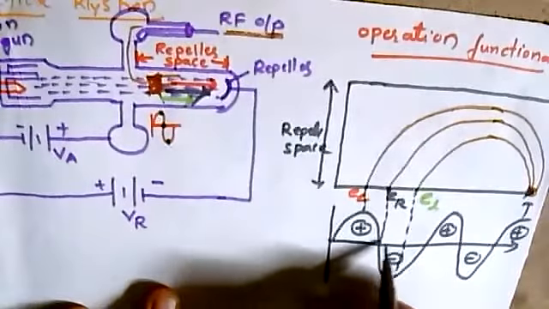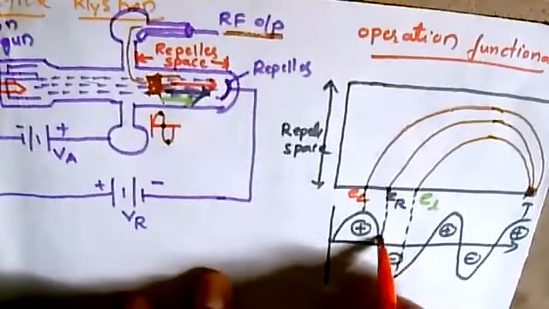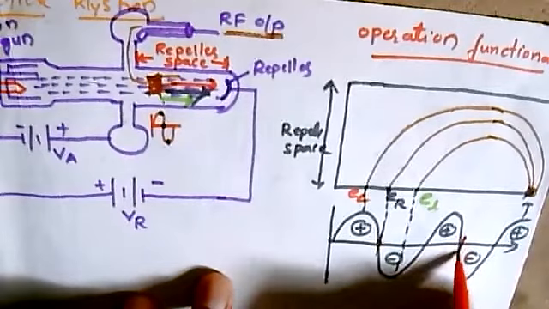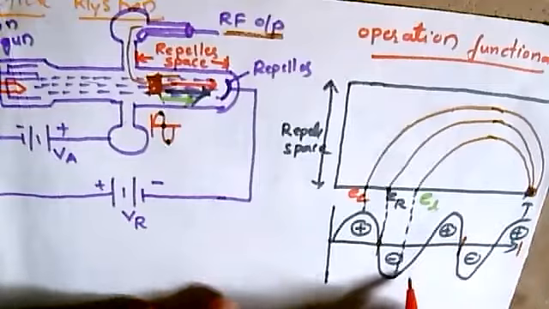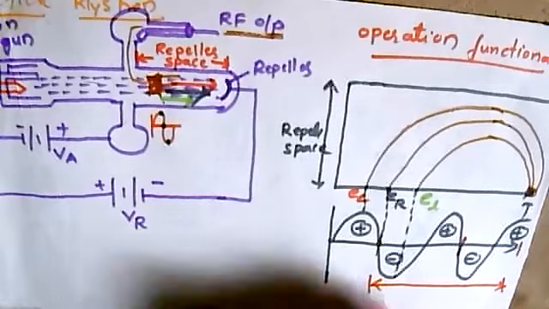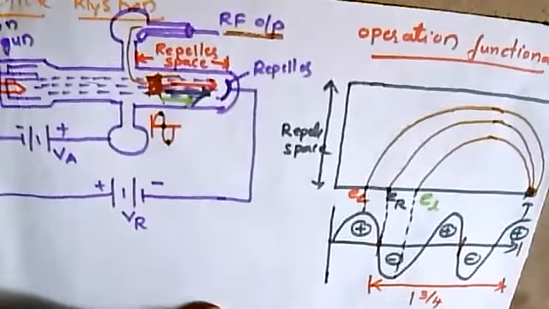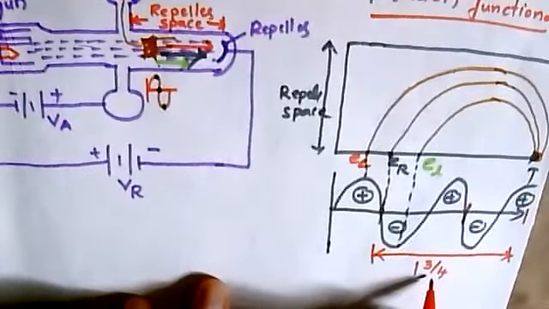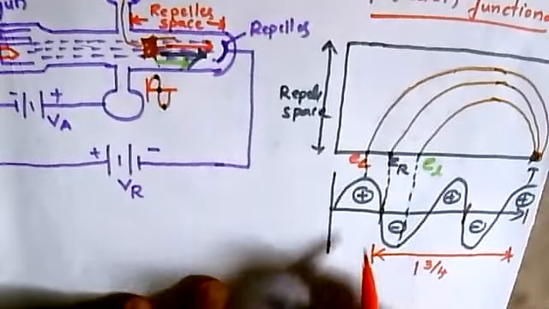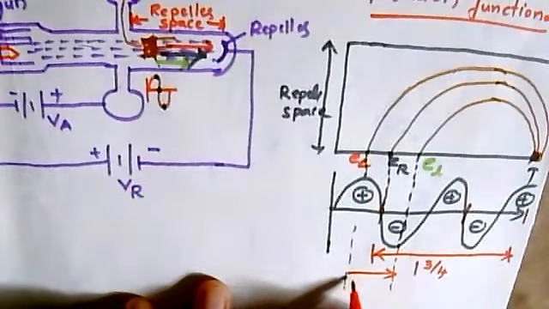So this is one cycle only, from here to here. From here to here, you can observe that there is a cycle. So from here to here is one cycle, and from here to here is 3/4 cycle. It is a half, and it has been a quarter. So totally, it has been found that to form a bunch in the case of reflex klystron, at every 1 3/4 cycle, the bunches are forming. Okay, and the bunching time here is being taken from this. So this is the bunching time.